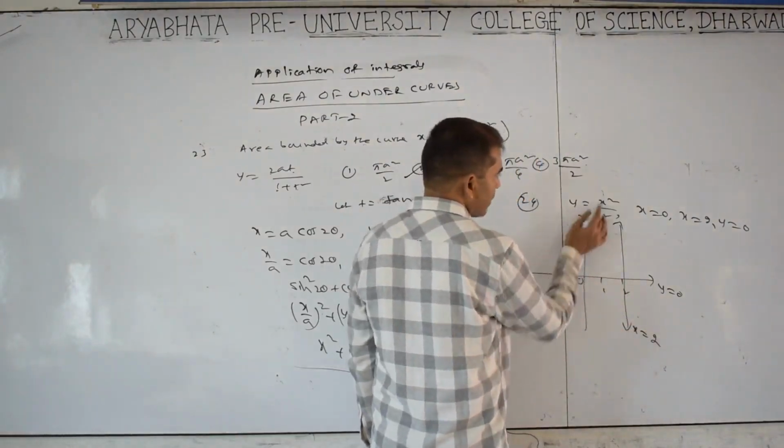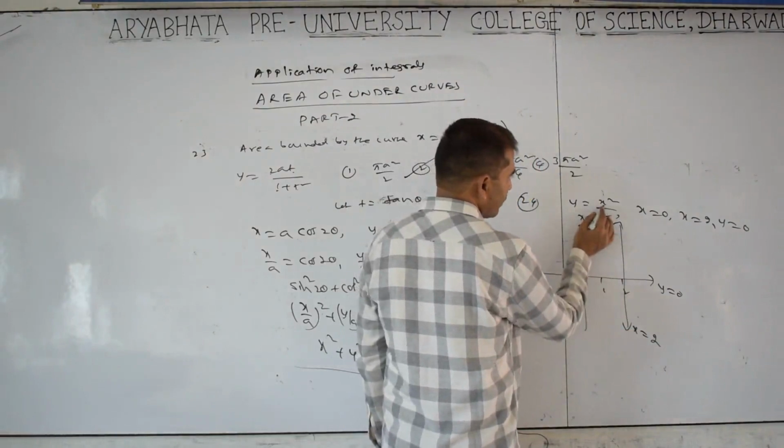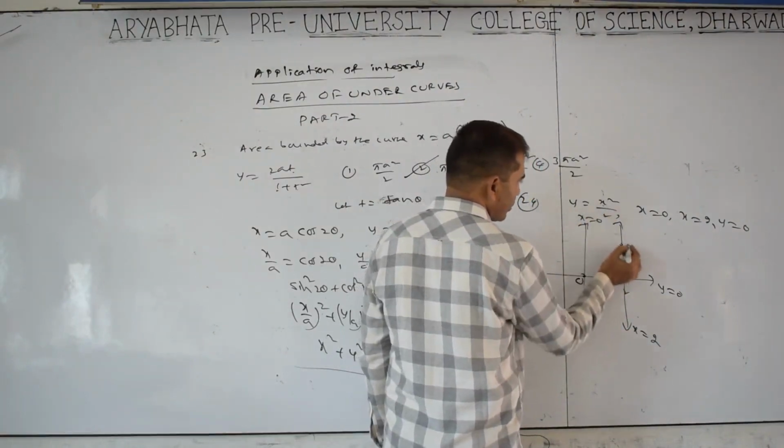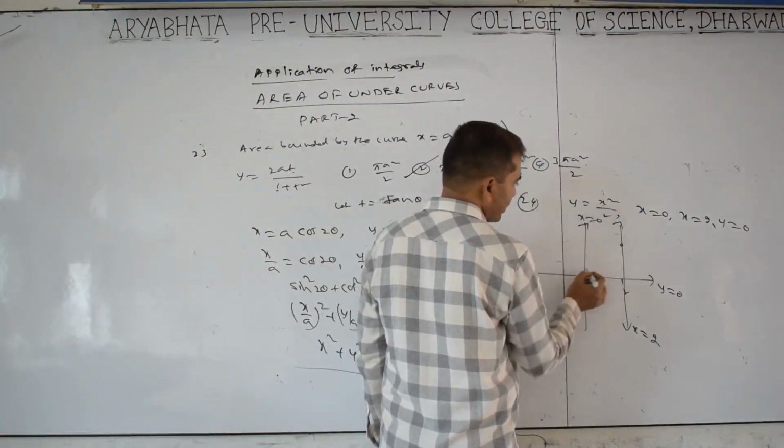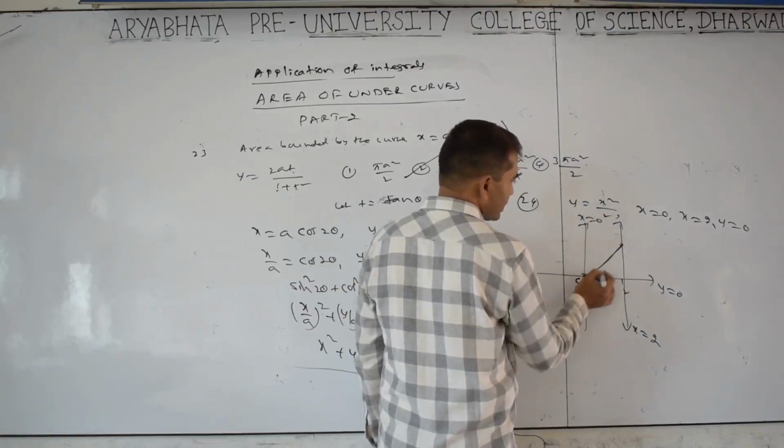If you take x as 0, y is 0 here. If you take x as 2, 4 by 2 means 2, so y is equal to 2. If you take x as 1, 1 by 2 here. So this area we should find.